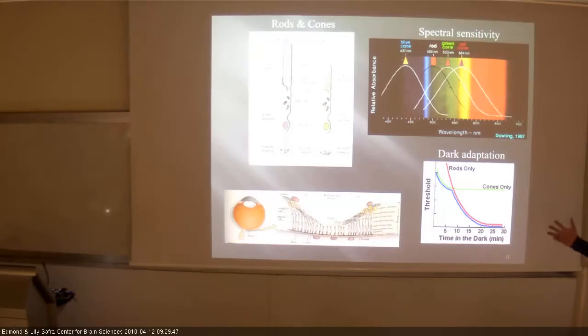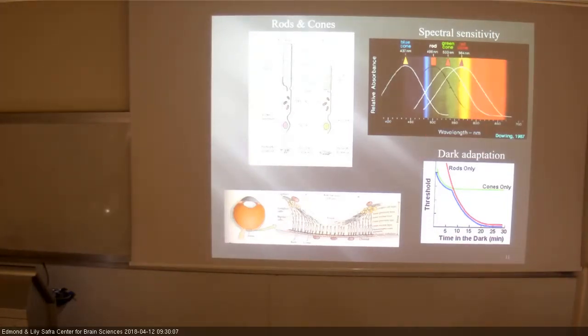Okay, so you take someone and put them in the dark. And there's a period of dark adaptation. Initially, these photoreceptors need to change their gain so that they can be sensitive to much lower levels of illumination, fewer photons. And that takes a bit of time.